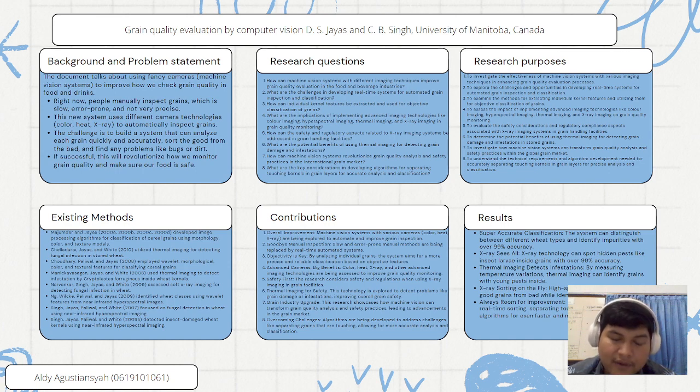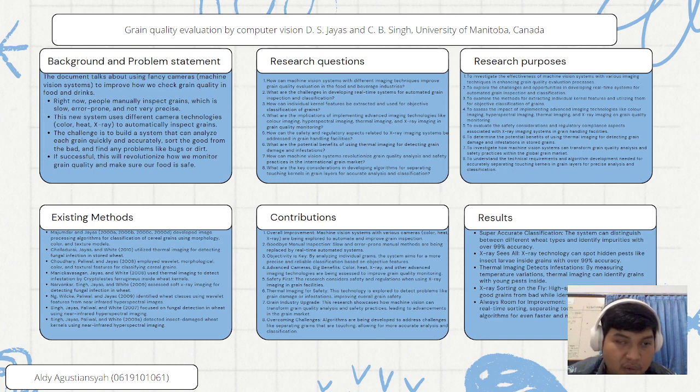Manickavasagan, once again, I'm sorry, I can't read Indian names, Jayas and White used thermal imaging to detect infestation by Cryptolestes ferrugineus inside wheat kernels. Narvankar, Singh, Jayas, and White, 2009, assessed soft X-ray imaging for detecting fungal infection in wheat.